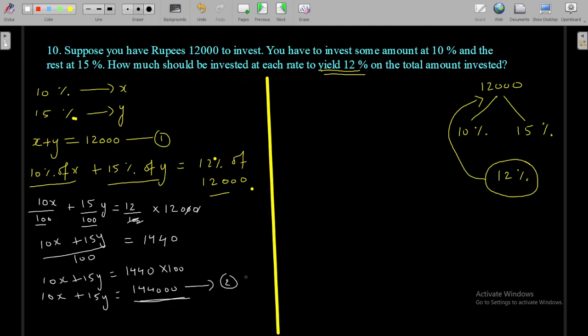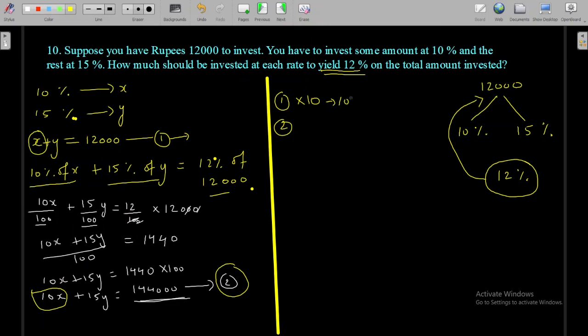So now we got the two equations, first equation and second equation. So now we'll try to solve them. As usual, I have to make the coefficients equal. So here I am having 10x, so here also I have to make it 10x. So for that, what I will do, equation 1 into 10 and second equation as it is. Why? Because it is already having 10x.